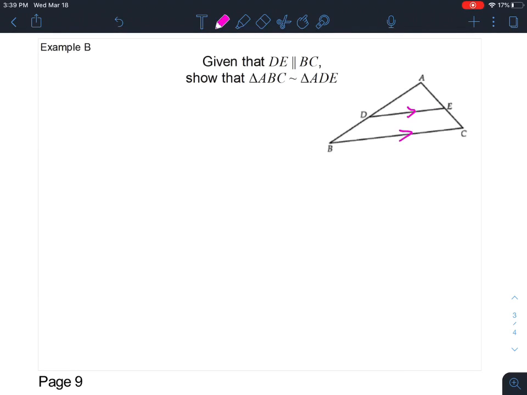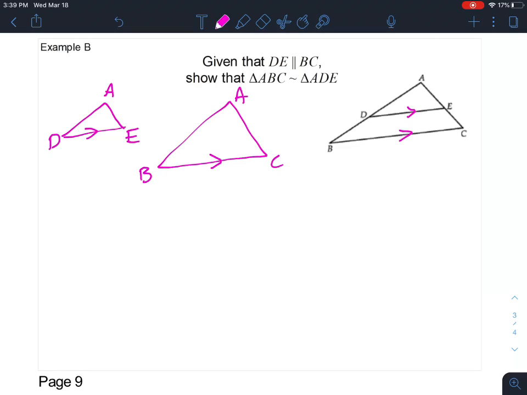Now, one thing that may be helpful for us too is if we separate these two triangles. So I'm going to go ahead and, oh, that's not drawn well. There we go. There's that one, and I'll label that ADE. And we know the bottom is parallel. And then the other triangle that we have, which is ABC. And we also know that the bottom is parallel.